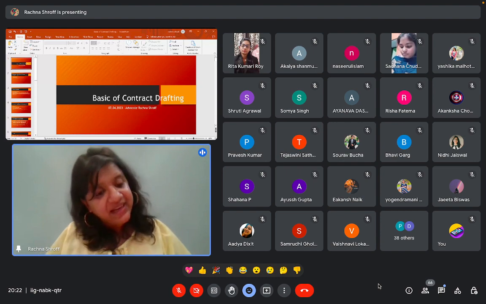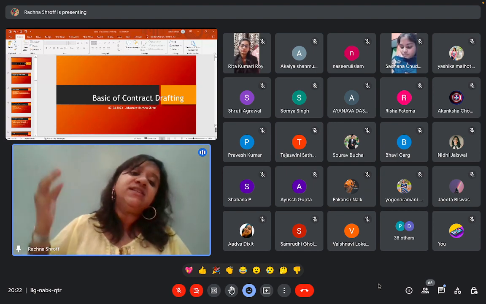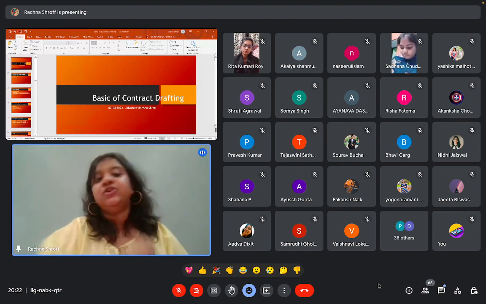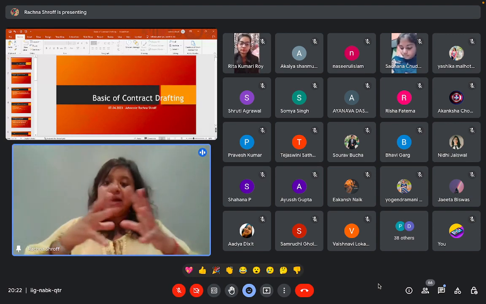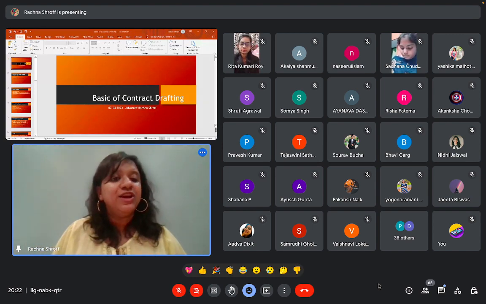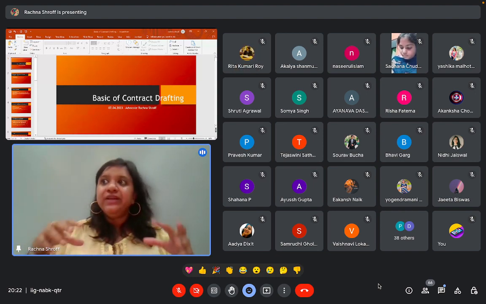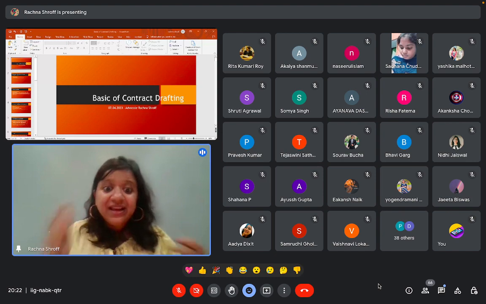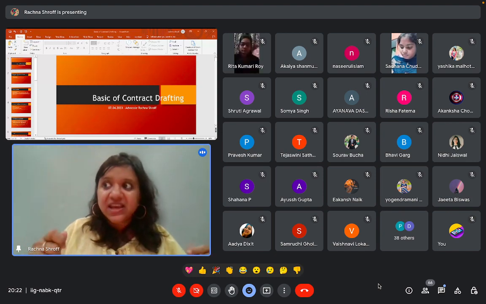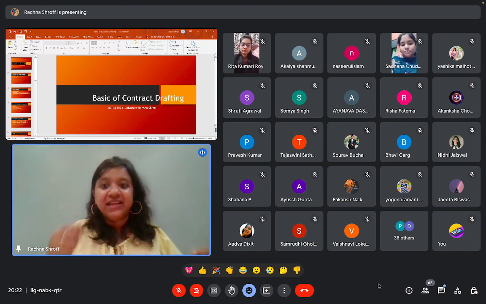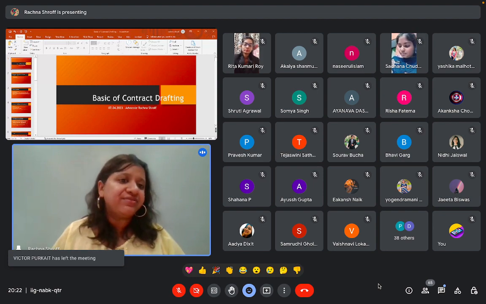part, which is again very important, is the annexures and the schedules and the attachments that you make to the contract, which completes the contract as a whole. So, if you can divide your contract into these four parts, you will have an eagle-eyed view to catch any ambiguity or to catch anything which needs to be taken care of.